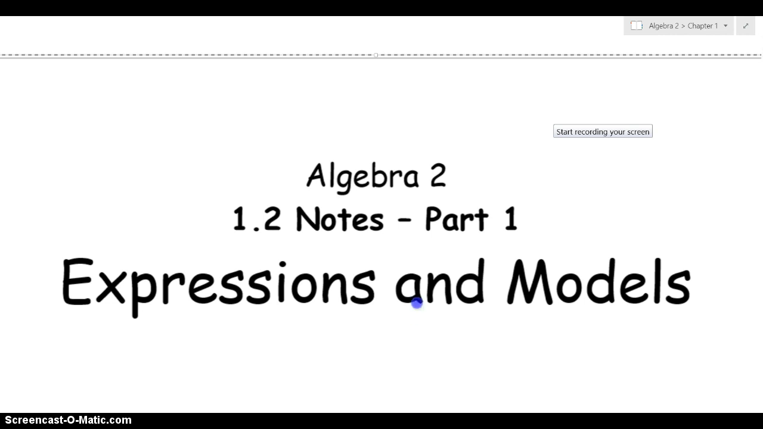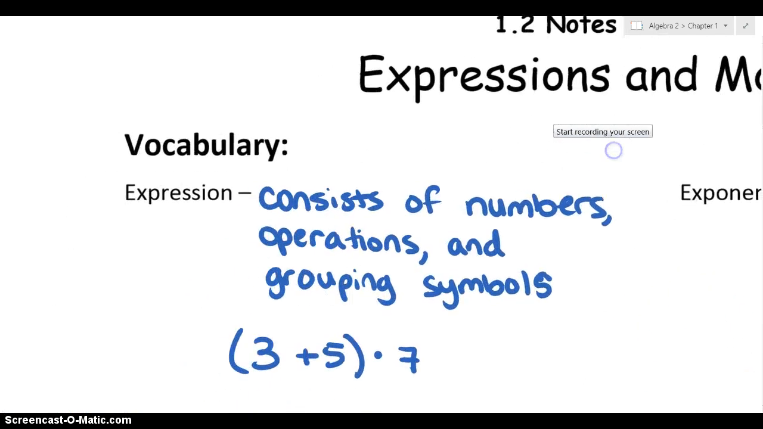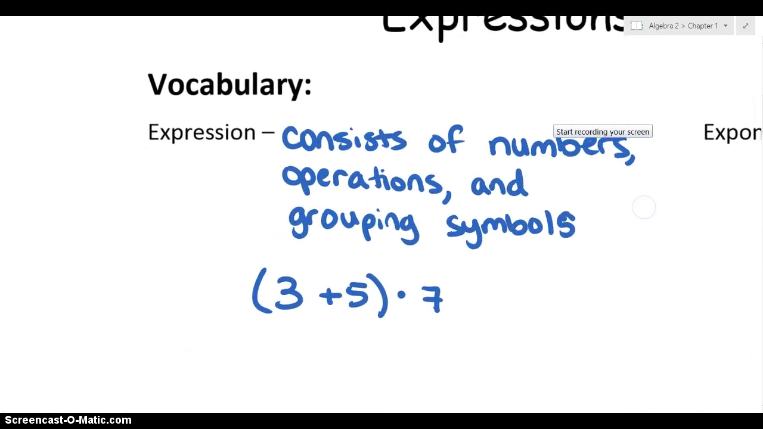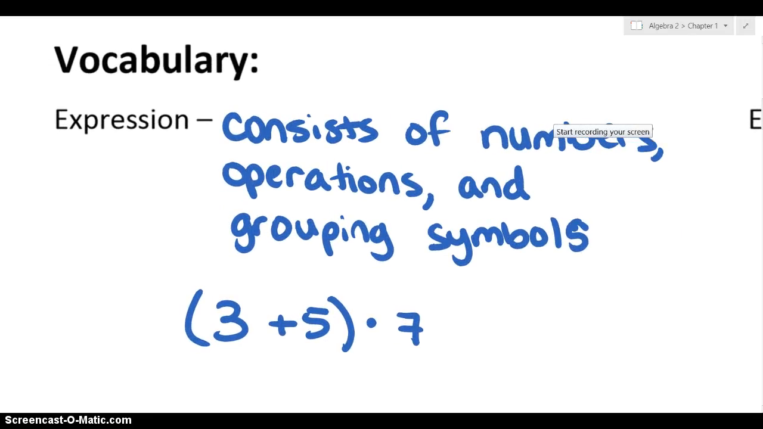Alright, so we're going to start this lesson with the idea of what is an expression, and I've already written it down and I'm going to ask that you write it in your notes. But an expression consists of numbers, operations, and grouping symbols. And as you can see, here's an example of numbers, operations like plus sign, multiplication sign, and then you'll see grouping symbols, which are the parentheses. So that's an example of what an expression looks like.